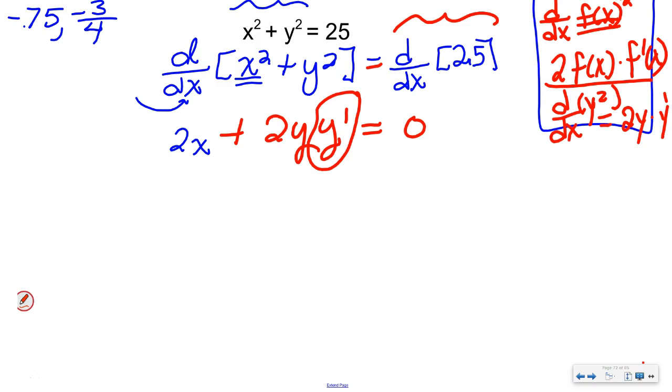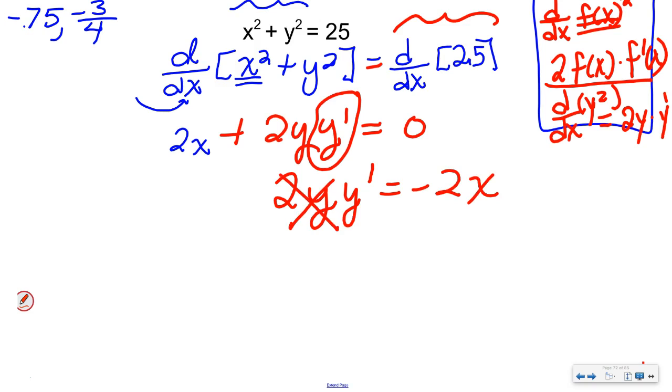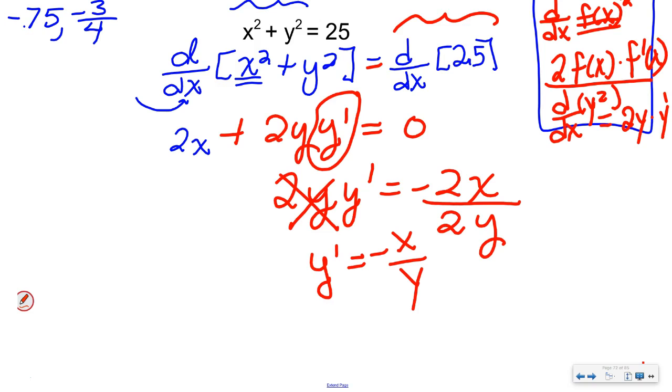So now I'm going to isolate it by subtracting 2x. I'm just going to do algebra manipulation here. I'm going to divide both sides by 2y. I'm going to cancel the 2's, and my y prime is going to be negative x over y. Notice now my y prime involves both an x and a y, not just in terms of x.